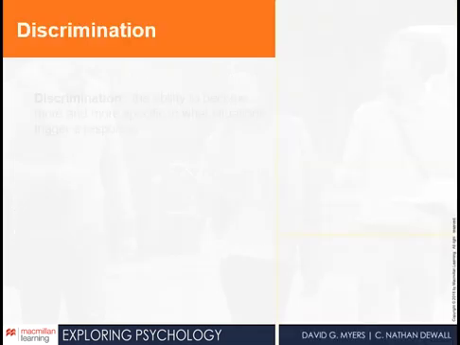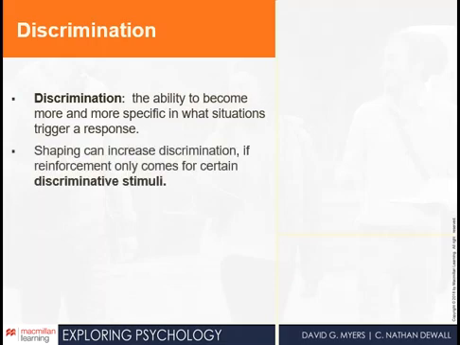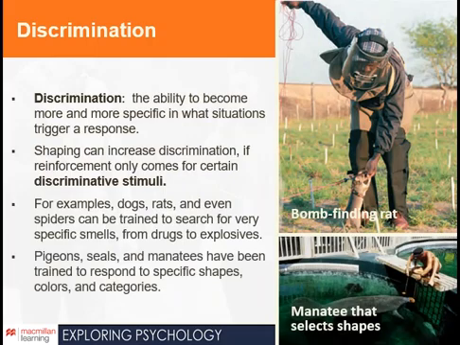Then we have discrimination, the ability to become more and more specific in what situations trigger a response. Shaping can increase discrimination if reinforcement only comes for certain discriminative stimuli. For example, dogs, rats, and even spiders can be trained to search for very specific smells, from drugs to explosives. Pigeons, seals, and manatees have been trained to respond to specific shapes, colors, and categories.